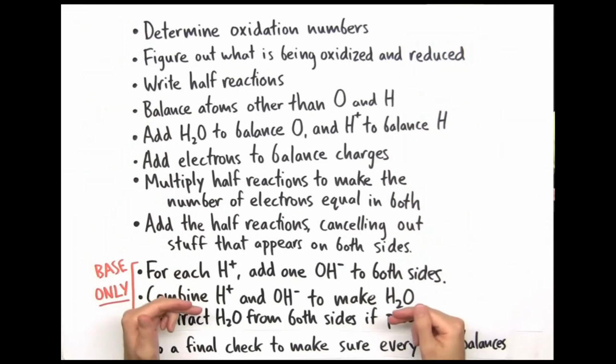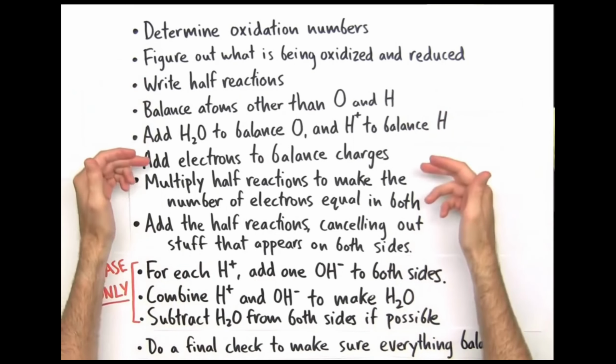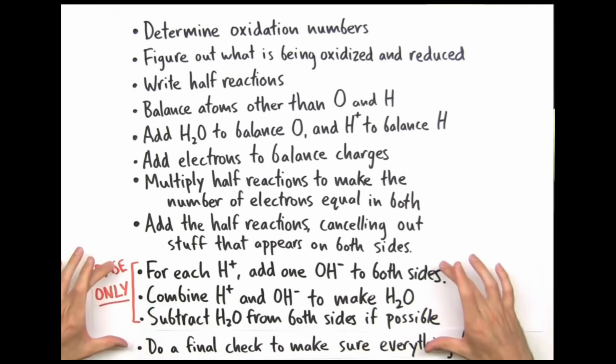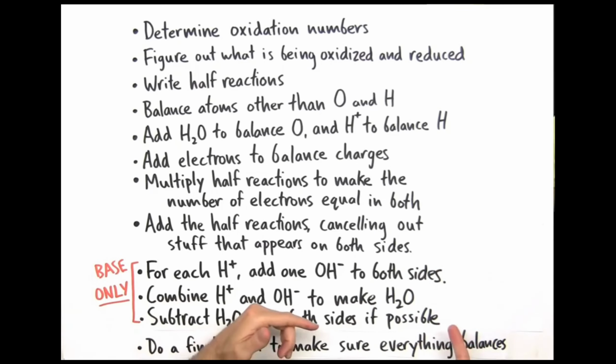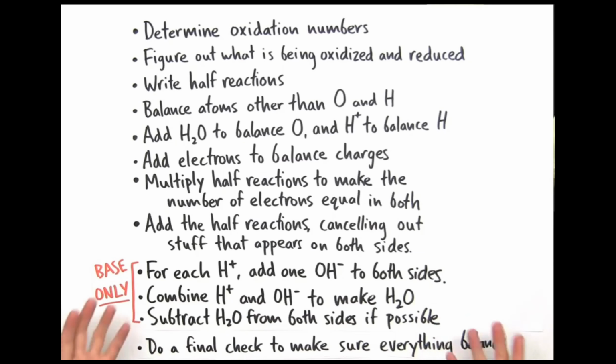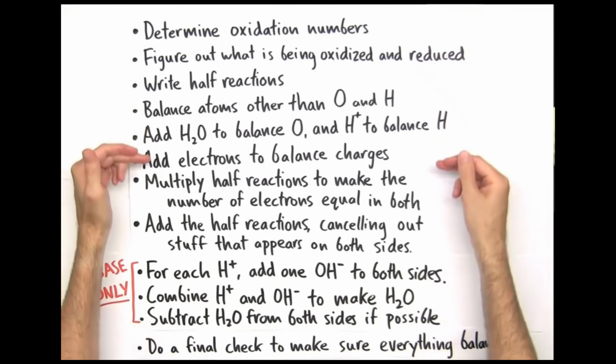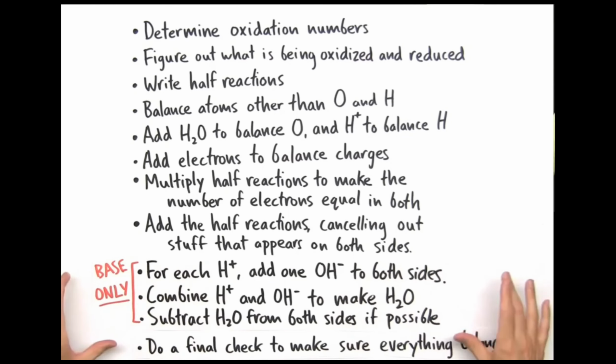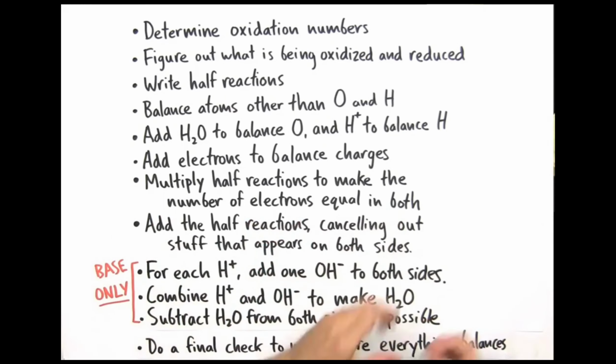These are the steps for balancing a redox equation in basic solution. Most of the steps are the exact same ones that you would use for balancing in acidic solution, except for these three here, which you just use for basic solution. So if you want to balance in acid, you do all of this up to here. If you want to balance in base, you go on and you do these three extra steps. And then of course you always want to do the final check to make sure everything balances, whether you're balancing in acid or in base.